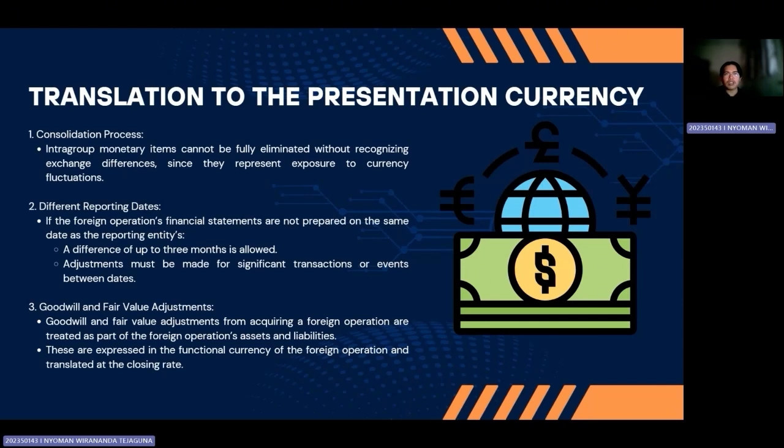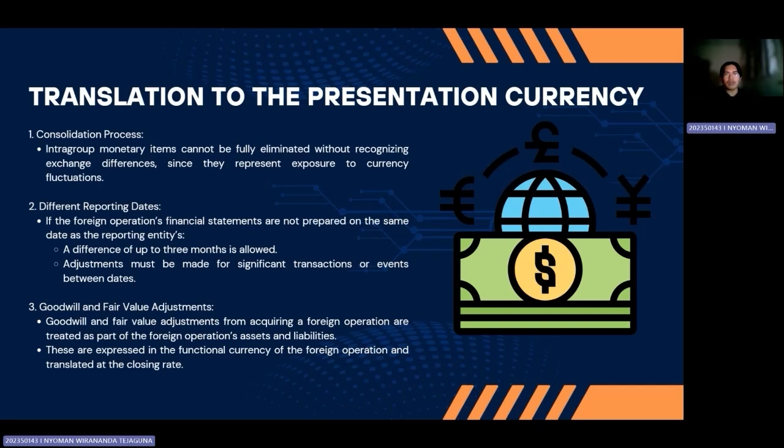In the consolidation process under IAS 21, special rules apply when dealing with foreign operations. One key aspect is the treatment of intragroup monetary items, such as loans between a parent and subsidiary in different currencies. These items cannot be fully eliminated in consolidation if they are denominated in different currencies because they create real exposure to exchange rate fluctuations. As a result, the related exchange differences must be recognized, typically in profit or loss, or in certain cases, in other comprehensive income.